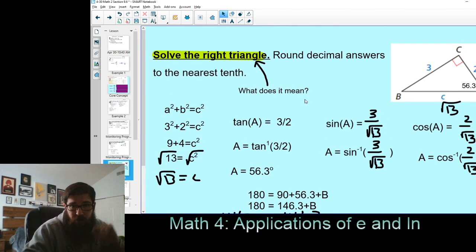When it says solve the right triangle, I need all three sides. I was given 2 and 3. I did Pythagorean to find square root of 13. I have all three sides. And find all three angles.